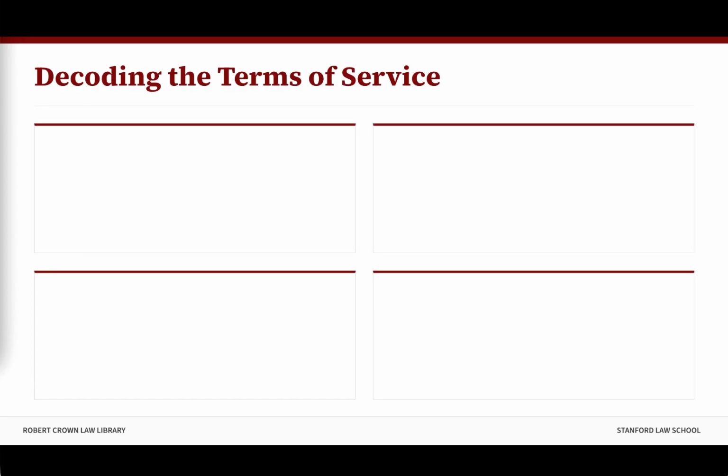Think of it this way. If you type a confidential client memo into an AI, you're not just having a private conversation. You're transmitting data to a company's servers and the terms of service determine what happens next.